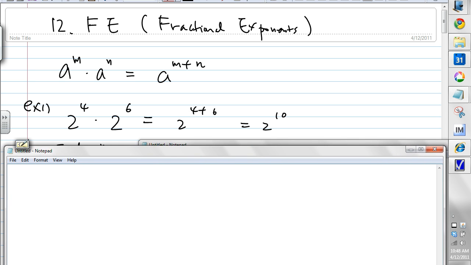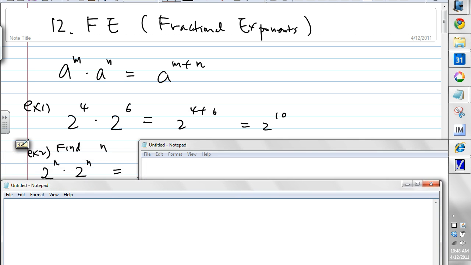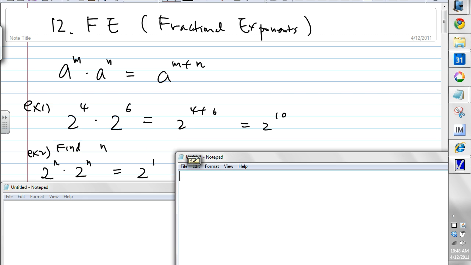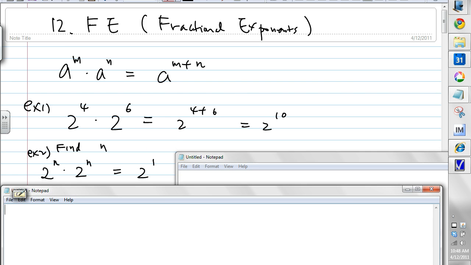May I go into example 2? Okay. So if I have this, and I say find n, and I give you 2 to the nth times 2 to the nth equals 2 to the 1st. As you can see, it's kind of doing the opposite thing. Before, you were able to simplify and get 2 to the 10th. Now, I'm telling you, if I multiply these two things, I get 2 to the 1st power. What is the value of n?